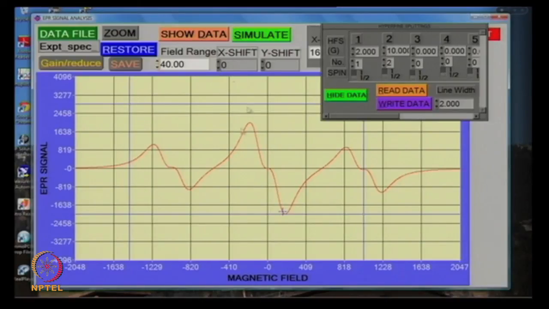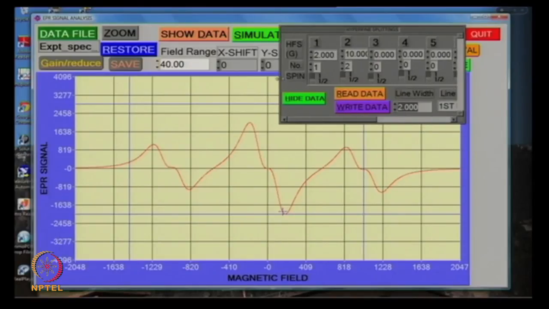Of course, it was a contrived example because this red spectrum, though I am calling it an experimental spectrum, is actually calculated. So, I can get the exact matching, and these are the values I can now report. The coupling constant for the first nucleus was 2 Gauss with one spin half nucleus, the coupling constant of 10 Gauss was for the second group of 2 spin half nuclei, and the line width was 2 Gauss, and this gives me perfect matching. So, this is the way to go about analyzing the EPR spectrum using a computer.